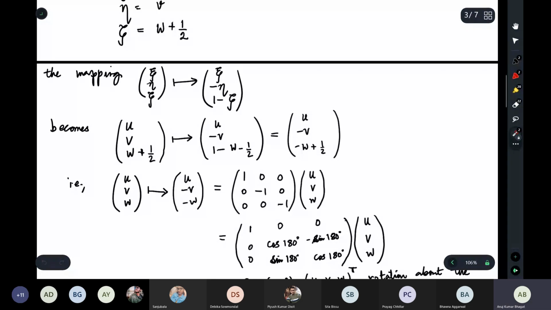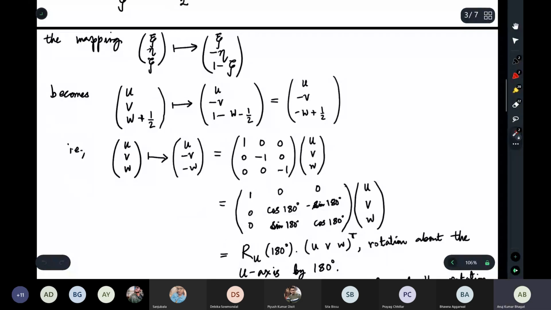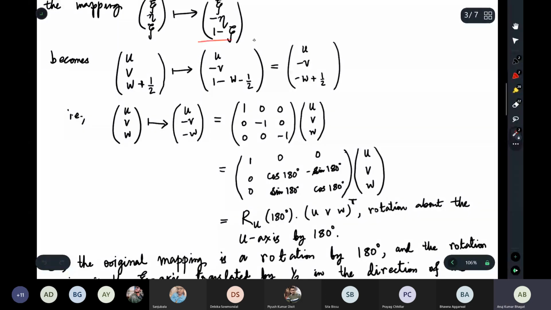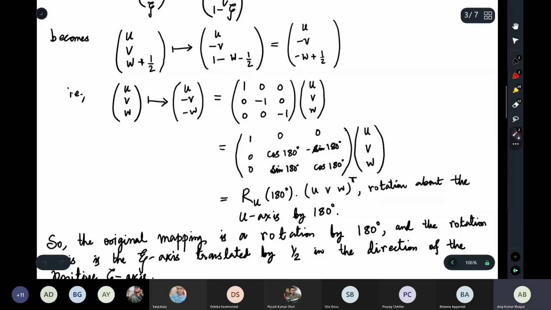On simplification, we are getting this, and you can clearly see this half and this half can be removed, because I can write here 0 0 half, and again here also 0 0 half, and we can remove that. So what I have, u v w is going to u, minus v and minus w. Using matrices, this can be written as 1 0 0, 0 minus 1 0, 0 0 minus 1, times uvw. You can clearly check that after multiplying you will get this.